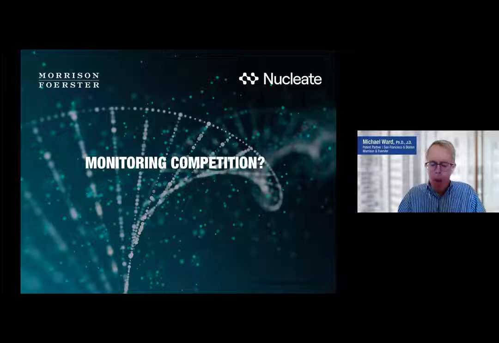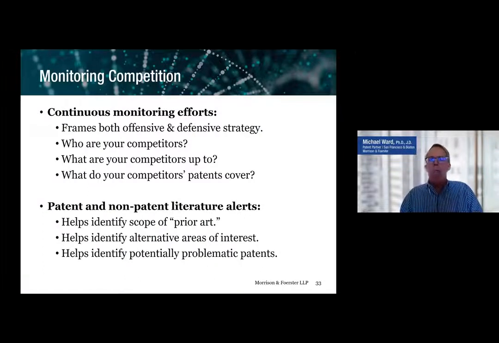So this all goes with monitoring the competition, all right? You need to know what's going on out there. You remember the Venn diagrams, okay? Those monitoring efforts need to be continuous. You need to be watching your competition all the time. You can be watching their patent filings. You could be watching them from public announcements, what's going on. You can go to meetings and see what they're talking about, because this allows you to frame both your offensive and defensive strategy.